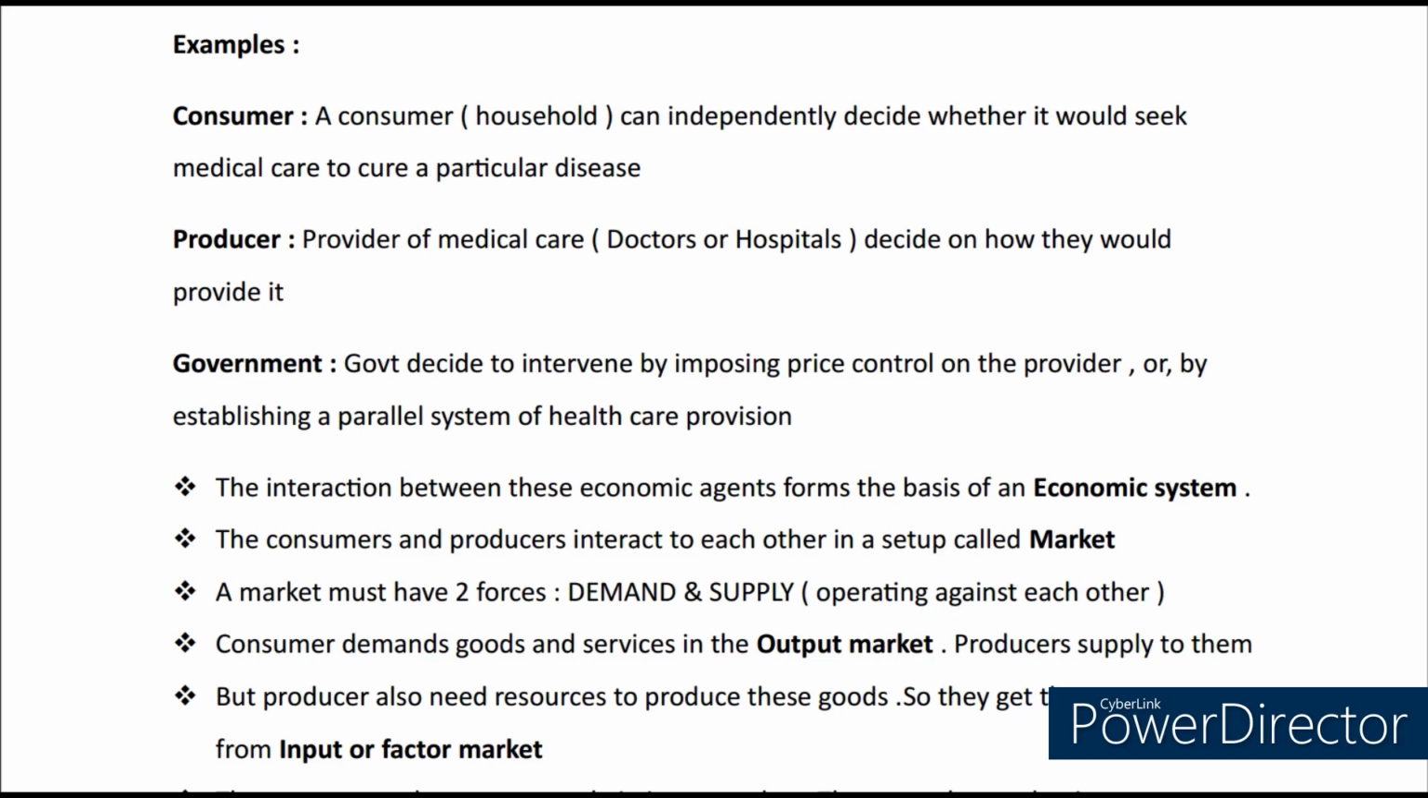So the interaction between these economic agents, that is the consumer, producer and the government, forms the basis of an economic system. And the consumers and the producers interact with each other in a setup called market. So every market has two forces, demand and supply, and these two forces operate against each other. So basically, we all know that consumer demands goods and services. So these consumers demand goods and services in the output market. So we call that market as output market. So producers supply these goods and services to the consumer.